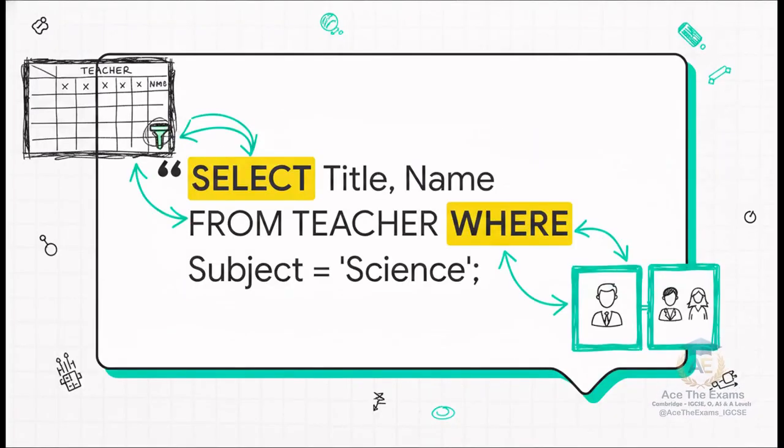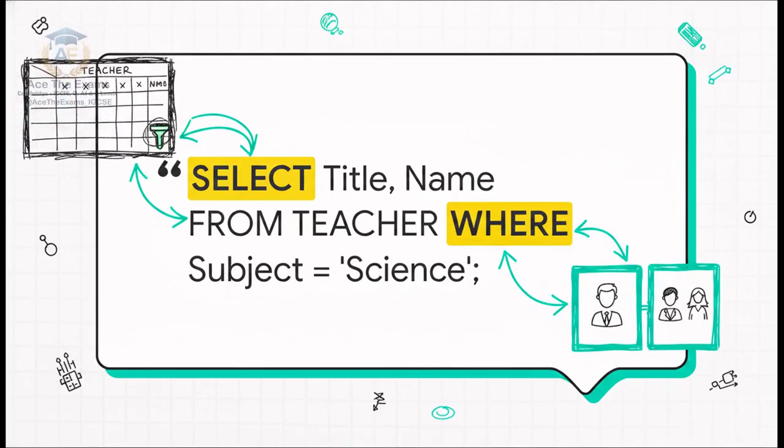Here is an exact query pulled from the exam source. Select title, name, from teacher, where subject equals science. Let's trace it together. First, the from command tells us to look at the teacher table. Good. Then the where command applies a filter. We only want rows where the subject column exactly matches the word science. Scanning the table, that isolates Miss Singh and Mr. Ling. Finally, the select command tells us what to output. It only wants the title and the name.